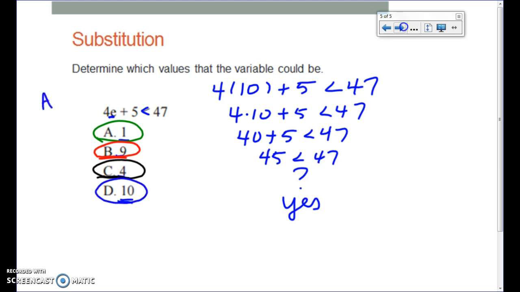All right, so on my answer key, I would put A, B, C, and D. Okay, those are all examples. As you can see, as the numbers got bigger, we got closer and closer to 47, but we stayed below. So I bet you if we picked a number bigger than 10, we would start having solutions that didn't work because it would be too big. But that's it for today. Practicing substitution and simplifying using order of operations.